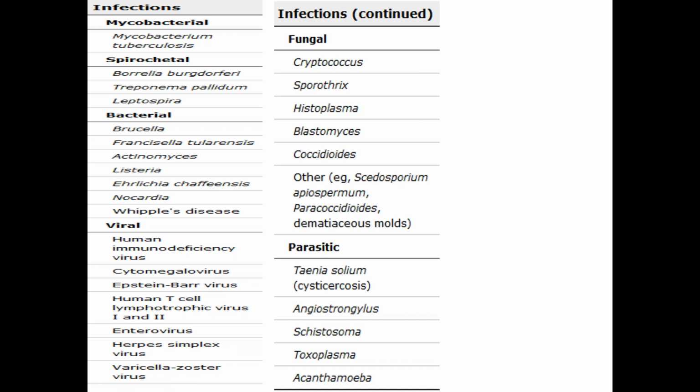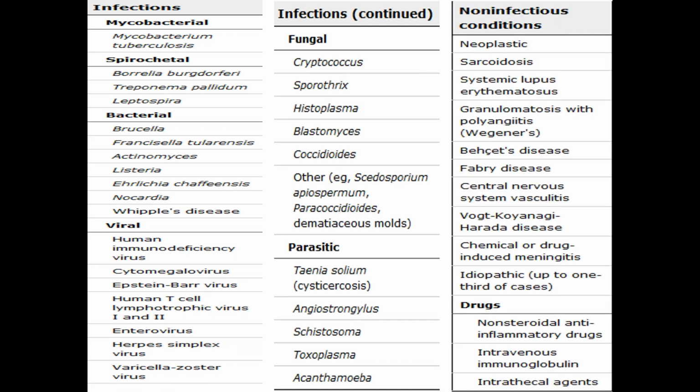Then fungal infections like Cryptococcus, Histoplasma are important. Parasitic causes like Taenia, Schistosoma, Acanthamoeba can cause it. Non-infectious causes like SLE, Behçet's, graft versus host disease are all common. And as we have discussed, intrathecal agents as we insert during chemo, and IV immunoglobulins can all cause aseptic meningitis.